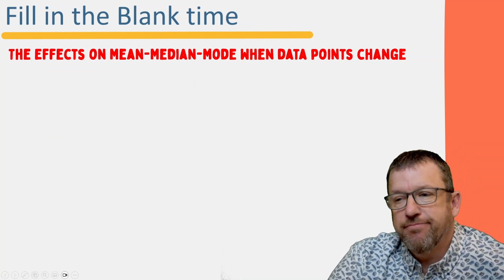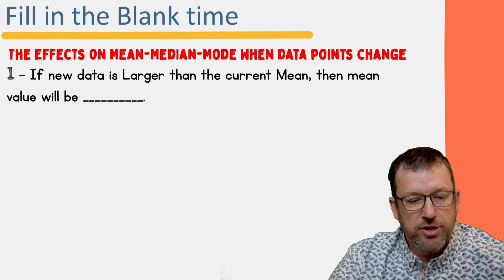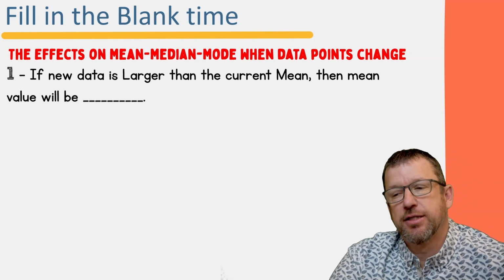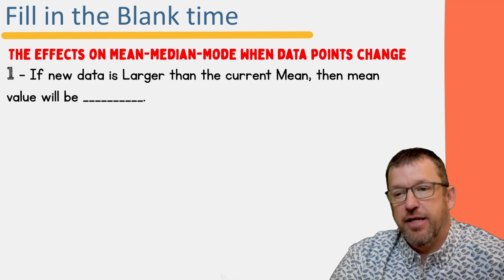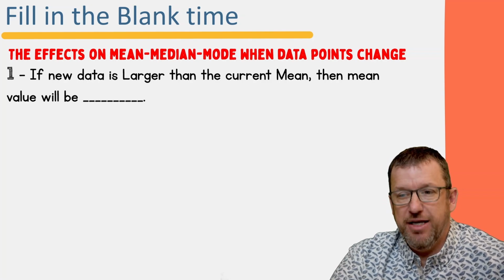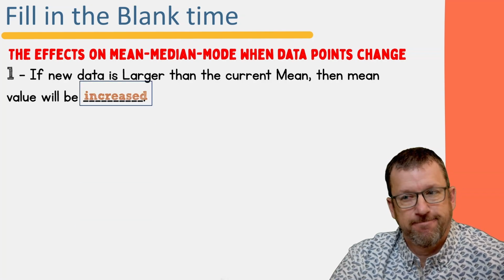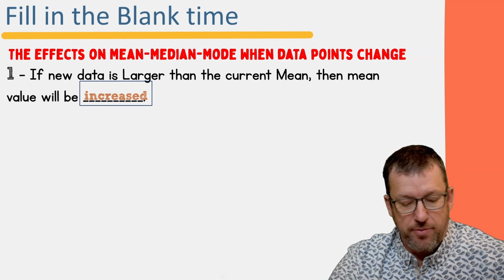Okay, fill in the blank time. If new data is larger than the current mean, so you already solved something and figured out the mean of the data points, let's say 10, and then a new value comes in, or a changed value is larger than that 10, the mean is going to increase. If you change the data by making the data larger, the mean will go up with it.